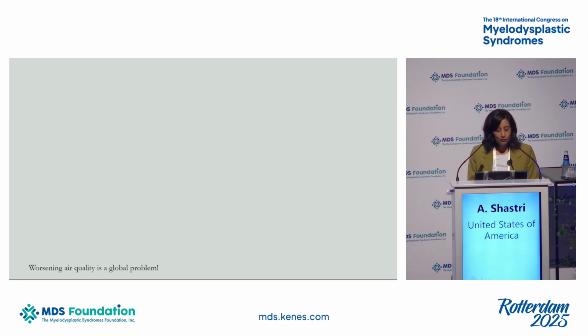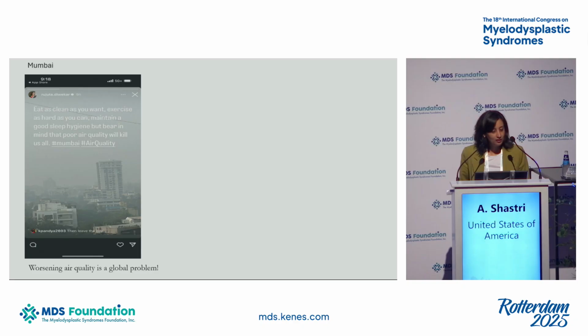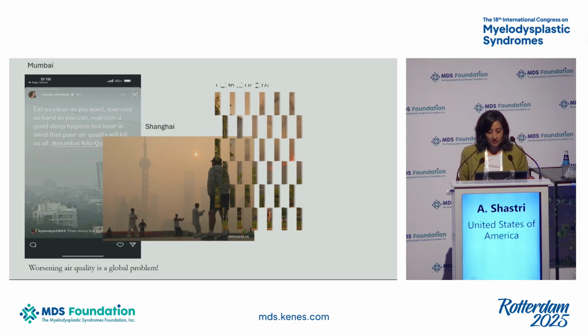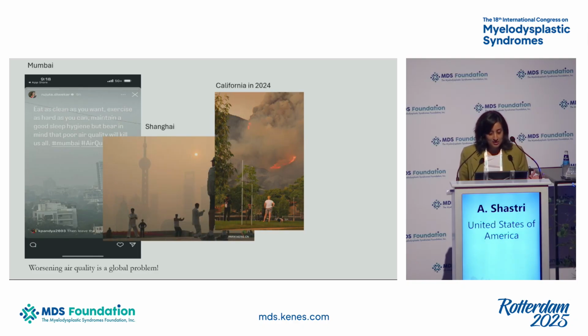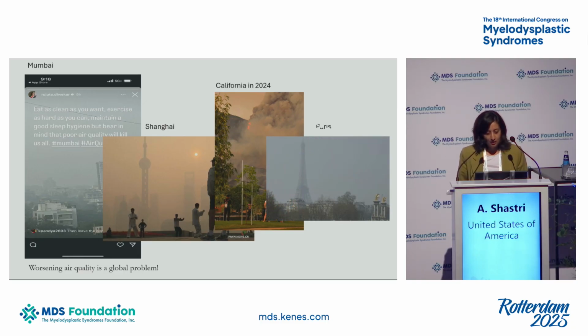Okay. So worsening air quality is something that, unfortunately, is a global problem. Whether you are anywhere in Asia or you are in the United States, these are just some recent examples that I found online that I wanted to show you. Or you're traveling, sightseeing. This is something we encounter more and more globally.